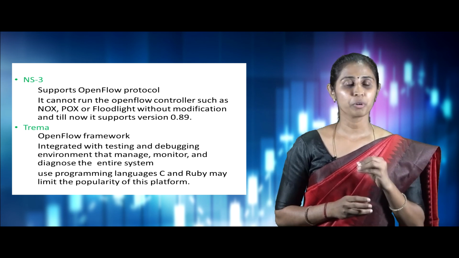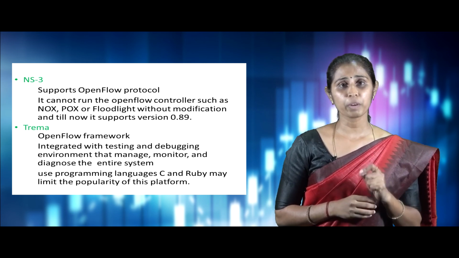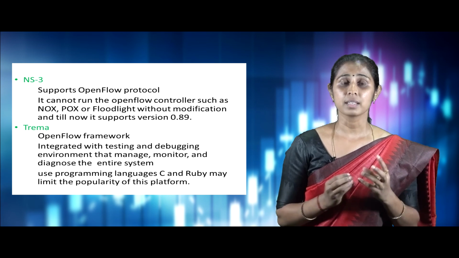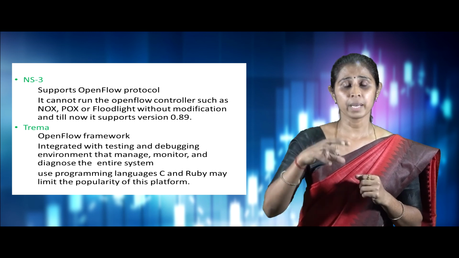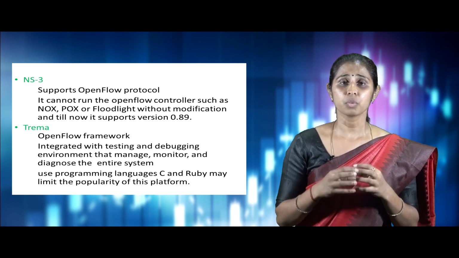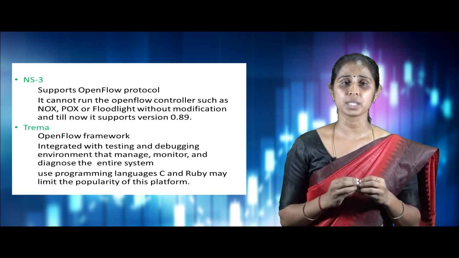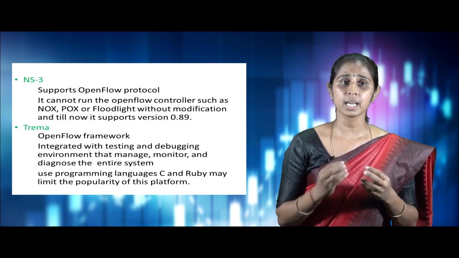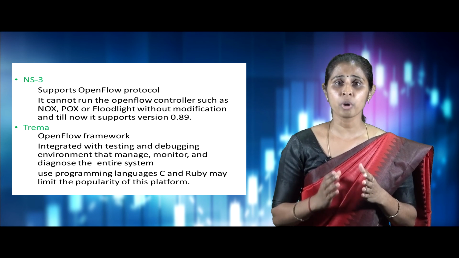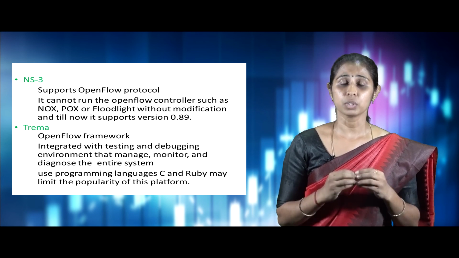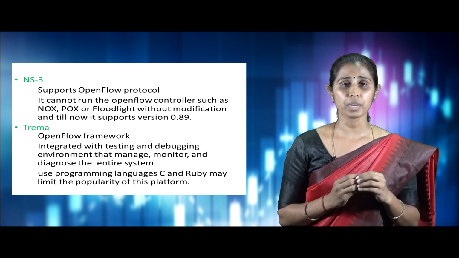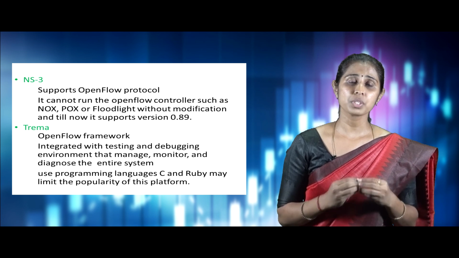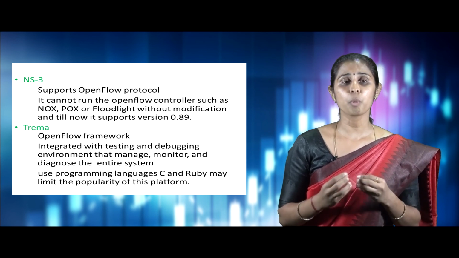The last tool which we are going to see is Trema. Trema is an OpenFlow framework that includes everything the researcher needs to conduct an OpenFlow project. The source tree includes basic libraries and functional modules that work as an interface to the OpenFlow switches. It has an integrated testing and debugging environment that manages, monitors and diagnoses the entire system with the network emulator and a diagnostic tool chain. The lack of a graphical user interface and the use of programming languages such as C and Ruby may limit the popularity of this platform.